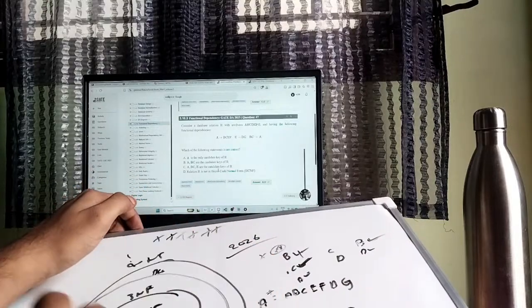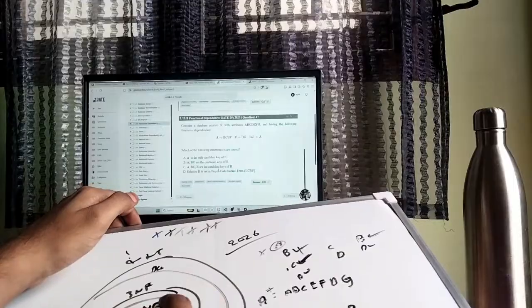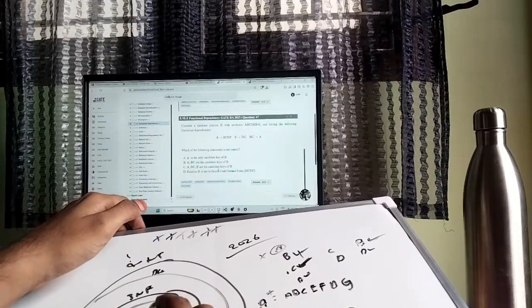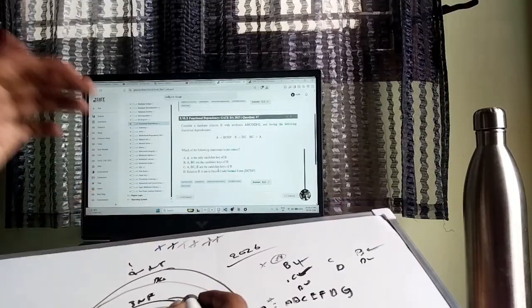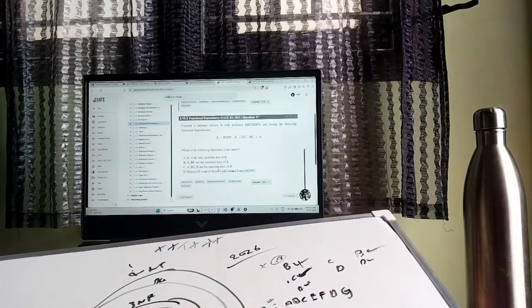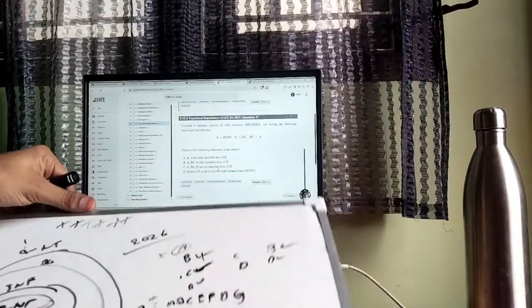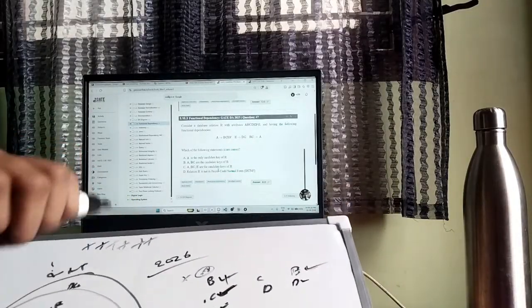So here we found in 2NF there are partially dependent keys. So it's not in 2NF, so it should not be in any other higher normal forms either. 1NF is true. So I think B is the answer. Yes, it is a 2025 DA question.